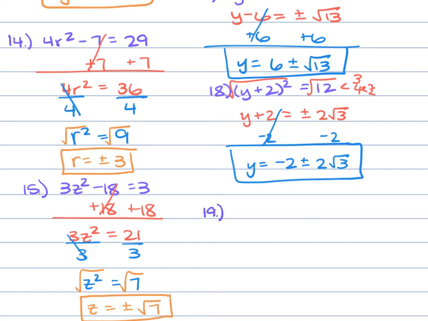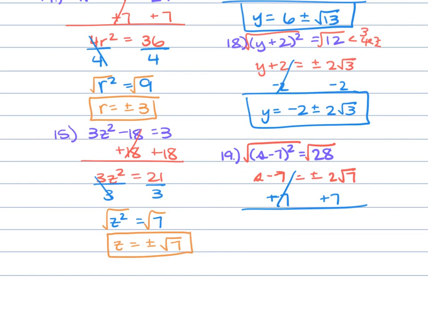For 19, we have s minus 7 squared is equal to 28. So this, we're going to take the square root of both sides, get s minus 7 is equal to plus or minus 2 square root 7, because the 28 is 4 and 7, the 4 is 2 and 2. From here, we're going to move the 7 over by adding it to both sides. And we're going to be left with s is equal to 7 plus or minus 2 square root 7.